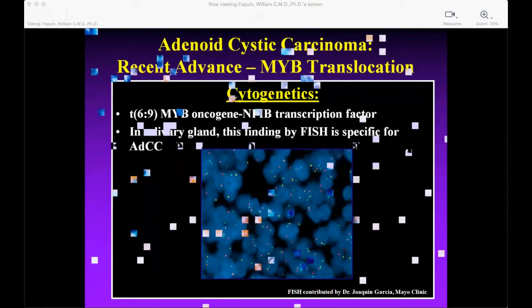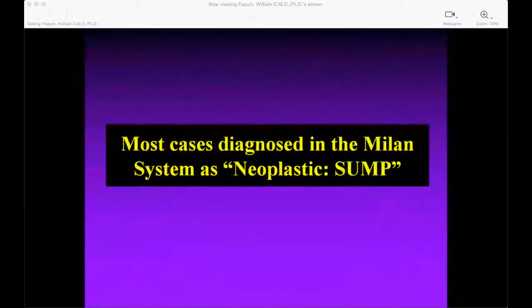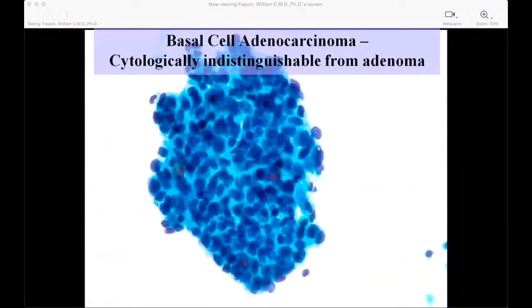Basal cell adenoma and adenocarcinoma, I've already mentioned this is one of the most difficult areas of salivary gland cytology. Most of these cases in the Milan system would be diagnosed as neoplastic, uncertain malignant potential. Here's an example of an FNA of basal cell adenocarcinoma, which is cytologically indistinguishable from adenoma.